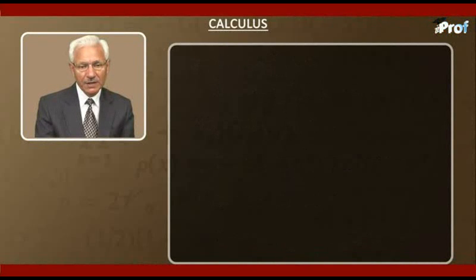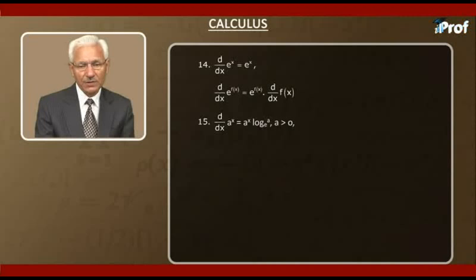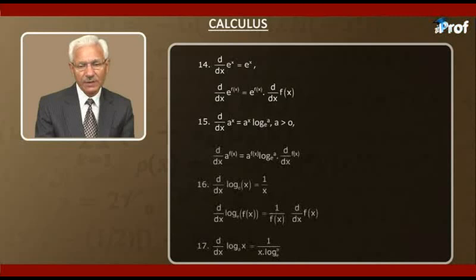14th, d by dx of e raised to power x is equal to e raised to power x. That means d by dx of e raised to power f(x) is equal to e raised to power f(x) into d by dx of f(x). 15th, d by dx of a raised to power x becomes a raised to power x into log of a to the base e, a is positive. Similarly, d by dx of a raised to power f(x) becomes a raised to power f(x) into log of a to the base e into d by dx of f(x).